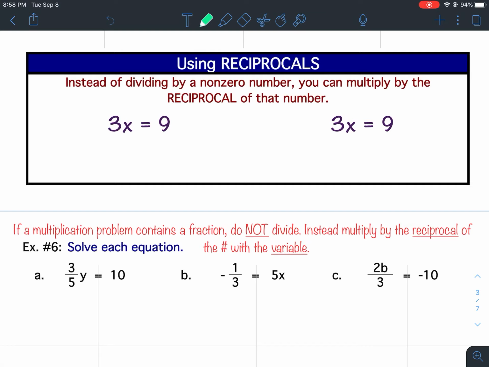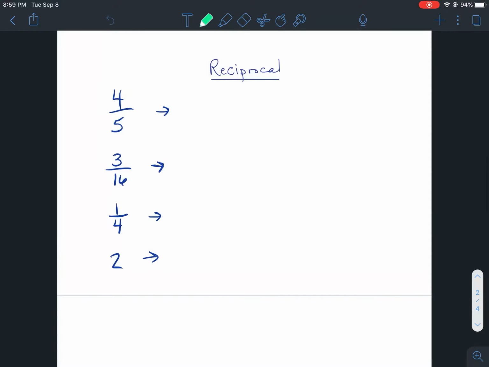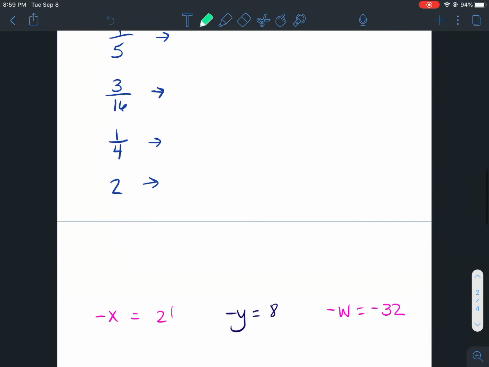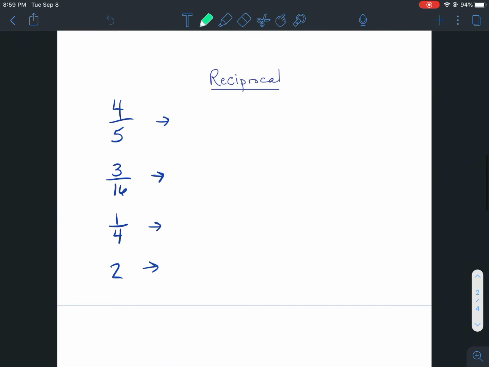Well, when you were learning about fractions, you should have learned that you cannot divide by a fraction. Instead of dividing by a fraction, you have to multiply by the reciprocal. For instance, if I was taking 1/3 and dividing it by 2/3, I can't actually divide.